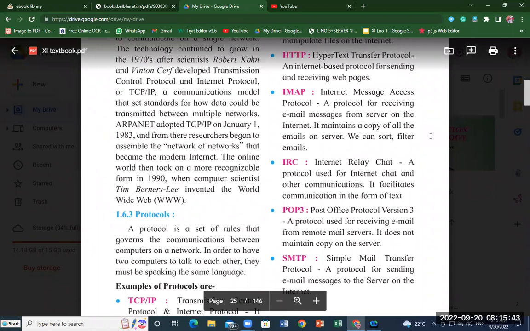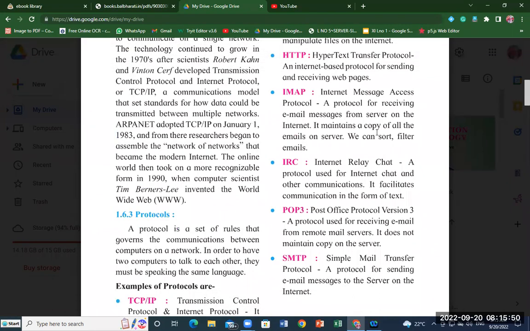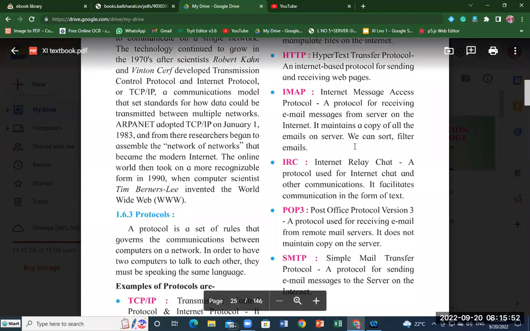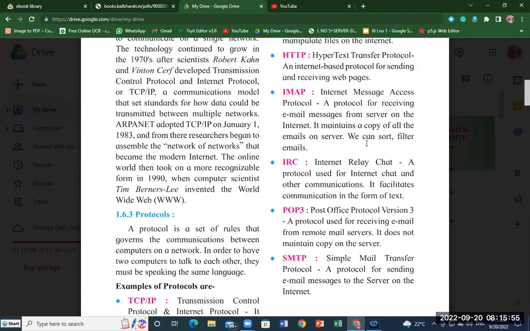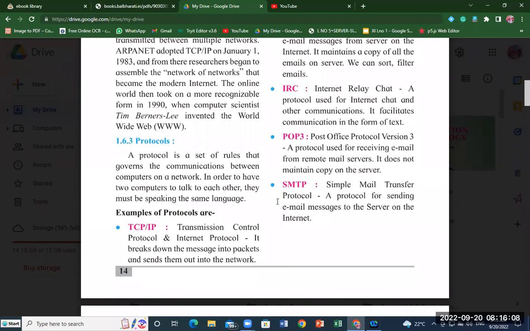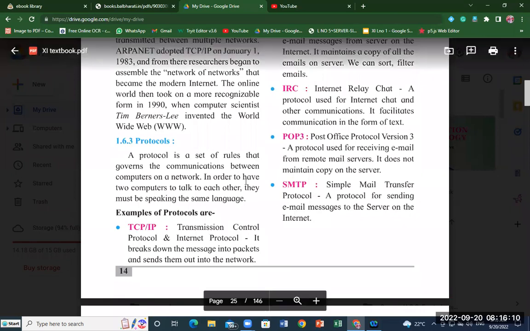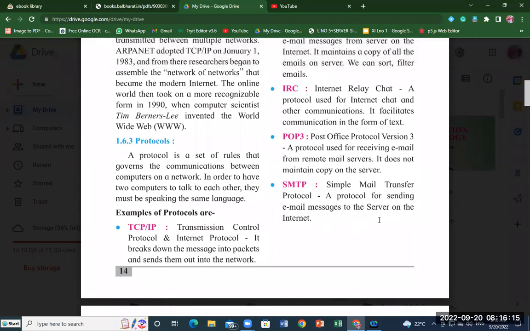When you are receiving, there are certain protocols, certain rules that you need to follow, right? Receiving the email messages from the server on the internet, and it maintains a copy of all the emails on the server, right? Because I can get, whichever time, past 1 year, past 2 years, those mails which I haven't deleted, I can see in my mailbox. And SMTP is Simple Mail Transfer Protocol, which is the protocol used for sending emails onto the server.